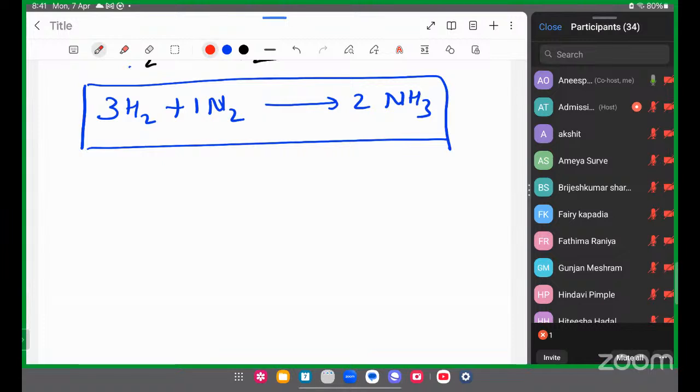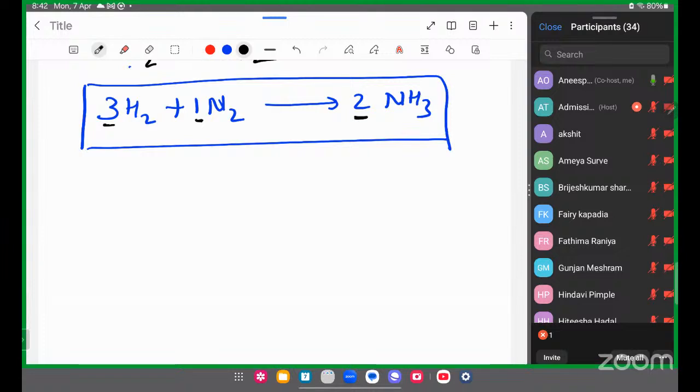The same equation gives us information in terms of molecules. If I want to know how many molecules of hydrogen are needed in the Haber process for 1 molecule of nitrogen, again the answer will be 3. 1 molecule of nitrogen reacts with 3 molecules of hydrogen to give 2 molecules of ammonia.